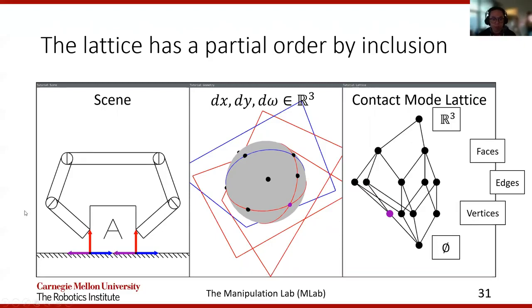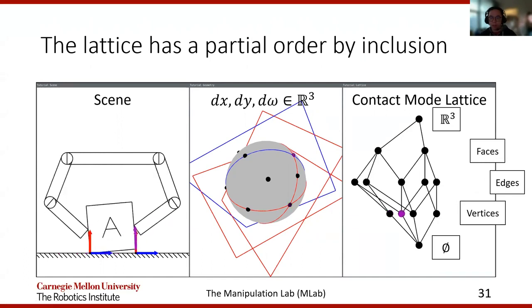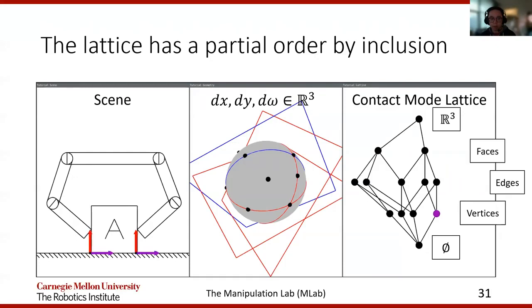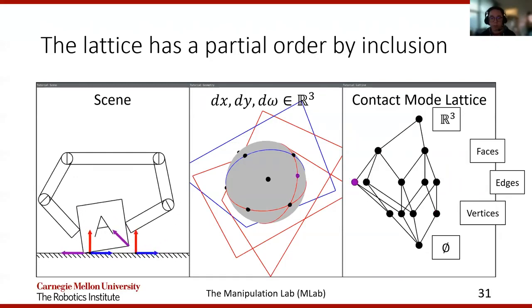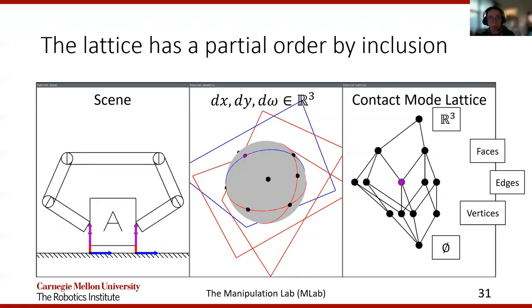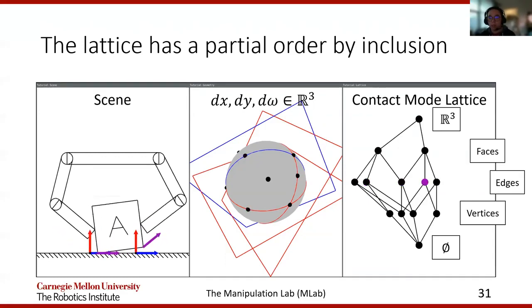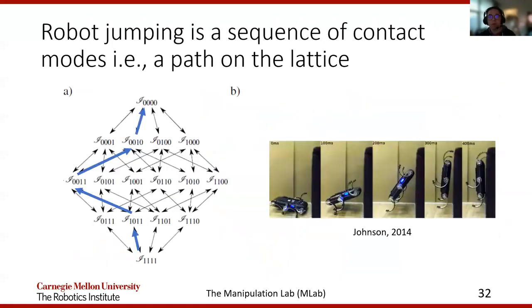And if we play this video again, we can see that different motions of different dimensions are part of this lattice. So the vertices have the least amount of degrees of freedom. The edges have just one more degree of freedom. And then the faces have the most degrees of freedom. This type of information is useful for planning a sequence of contact modes.